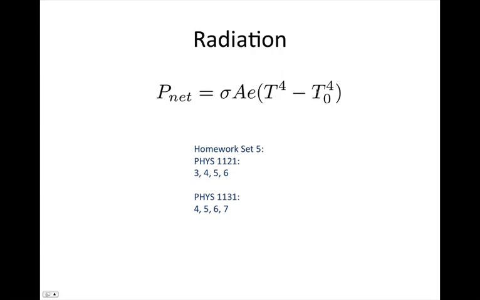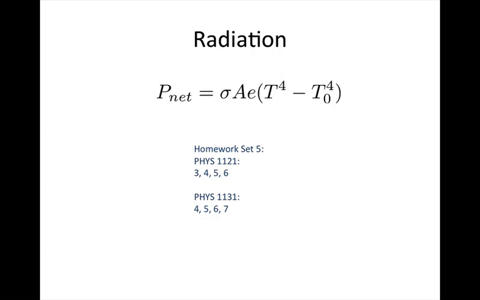When you're answering questions like this, you're best off stating whether this is a net flow into or out of the body. If a body is hotter than its surroundings, it's going to be losing energy to its surroundings. If it's cooler than its surroundings, it's going to be absorbing energy from its surroundings. Questions you can do to practice using this formula are homework set 5 for 1121 students, questions 3, 4, 5 and 6. For 1131 students, questions 4, 5, 6 and 7.